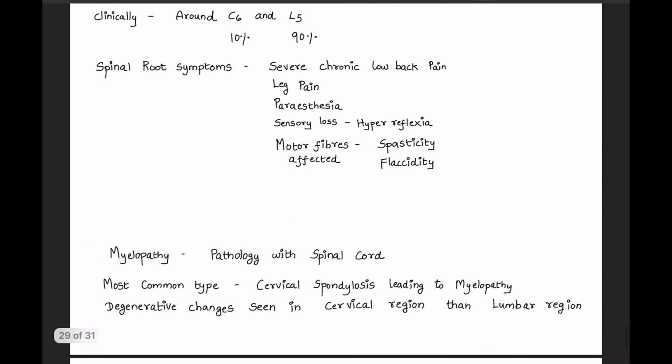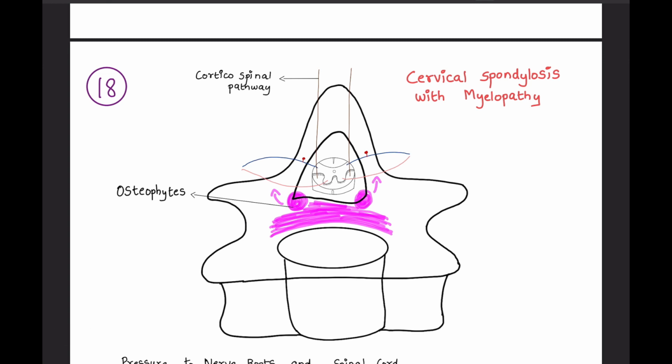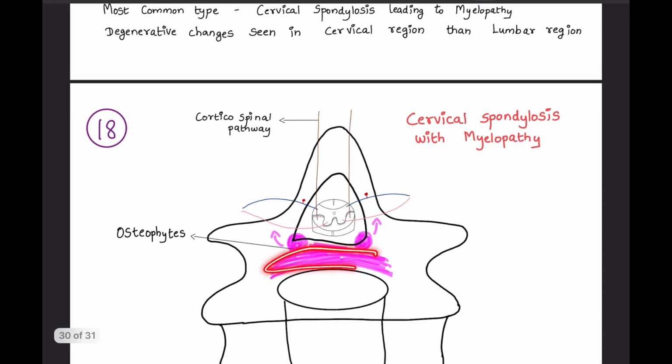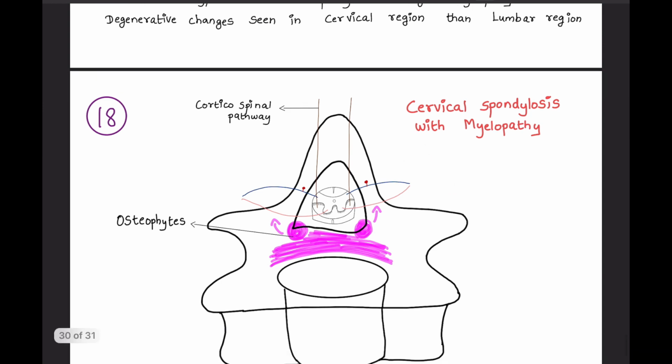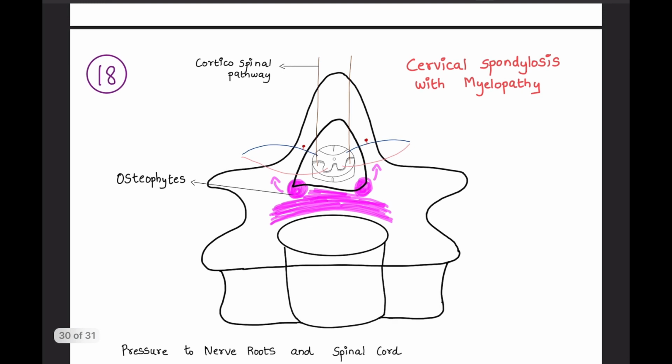In the next case, the problem is not with the disc, but the problem is with the vertebral bone. That is, in the bone there may be abnormal formation of osteophytes or deposition of abnormal bone densities, which will grow and obstruct the nerve fibers or the trunk or the ramus from the spinal cord. So this condition is known as cervical spondylosis with myelopathy.